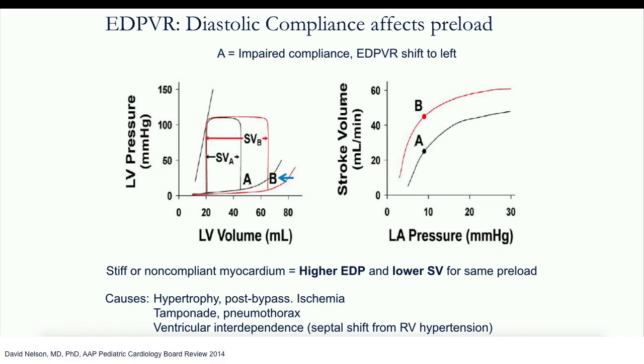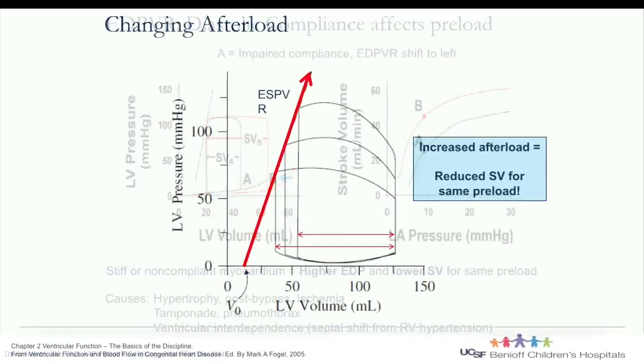Whereas moving rightward and down on your end diastolic pressure volume curve, for example, if you started a lusitropic agent such as milrinone, represents improving diastolic function and improved compliance of the ventricle.